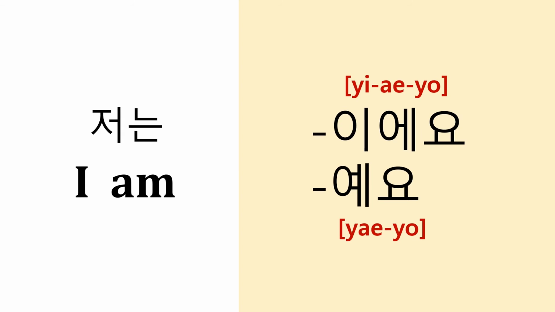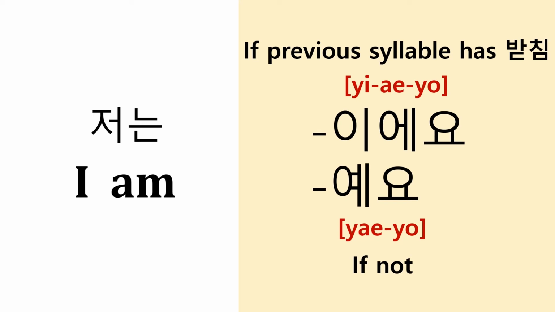When the previous syllable has a 받침, it's 이에요. If there's no 받침, then it's 예요. Again, if there is a 받침, it's 이에요. If there's no 받침, it's 예요.